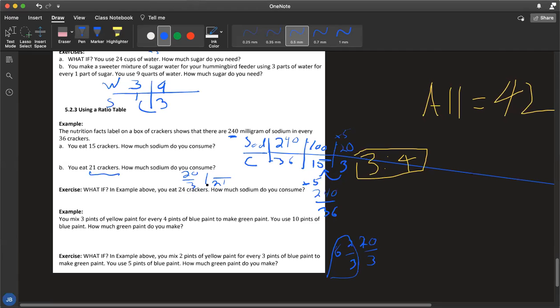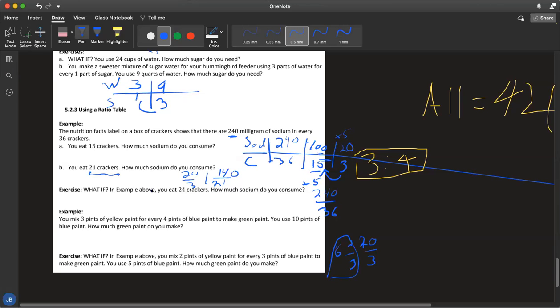Perfect. So 7 times 20 is 140, so we'd have 140 milligrams of sodium. And that makes sense because if we had 15 and it was 100, we'd have to have a little over 100. Perfect. So now it says, what if, in the example above, you eat 24 crackers?